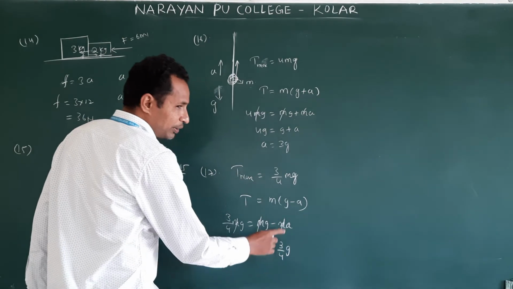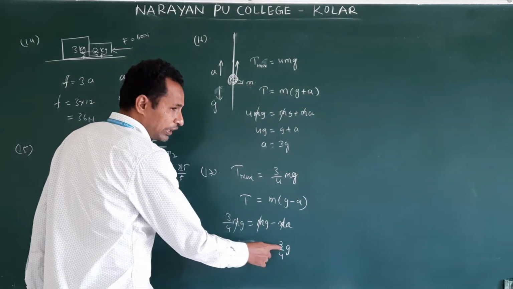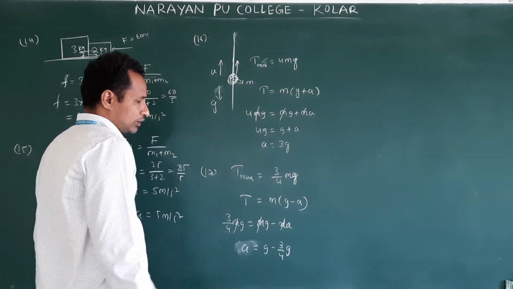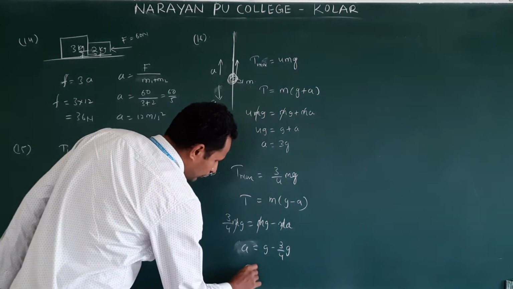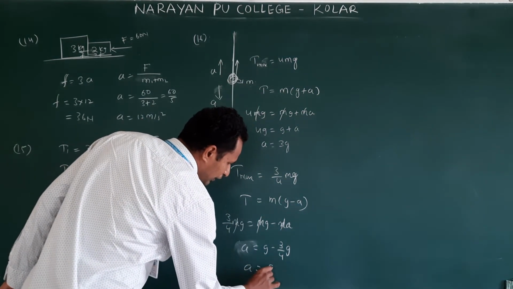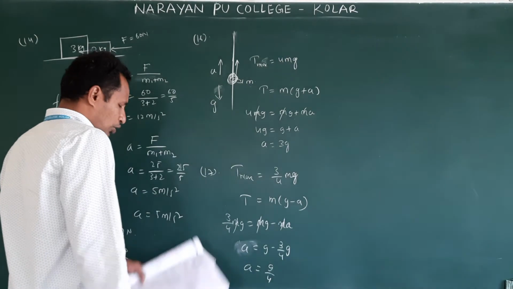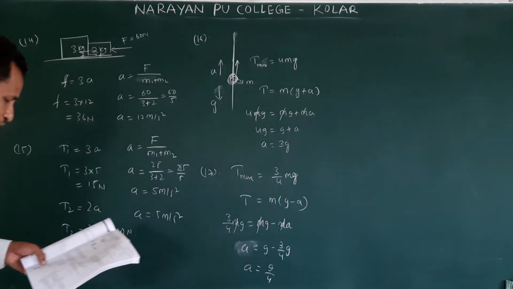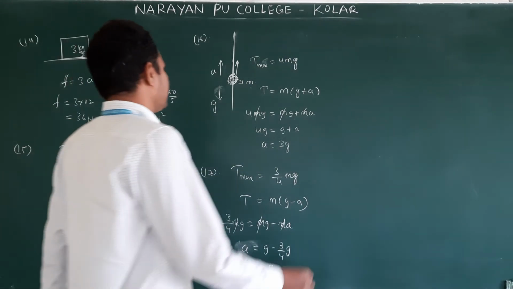1 minus 3 by 4, what is it? 1 by 4. A is equal to g by 4. So g by 4 is the answer. So next, 18.